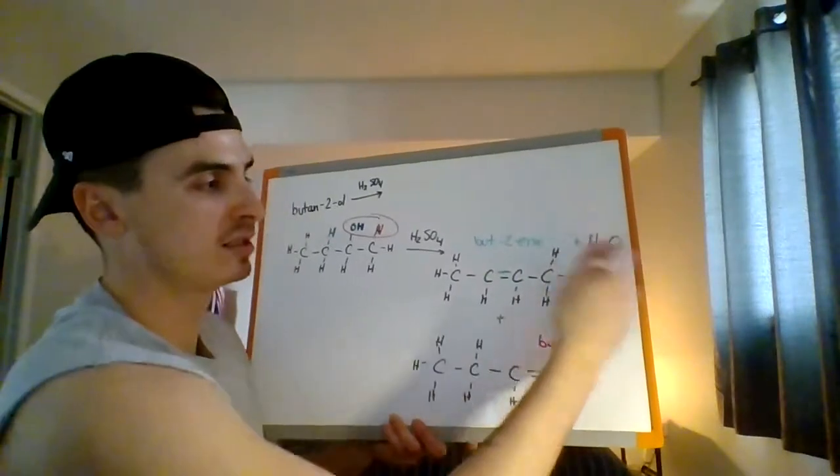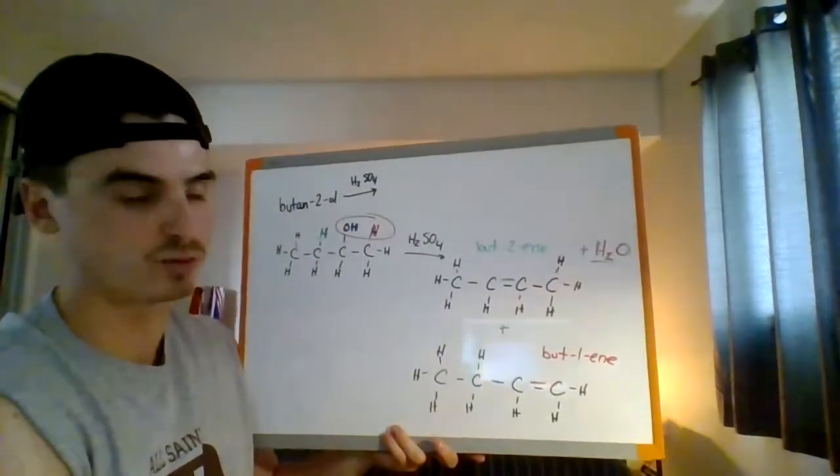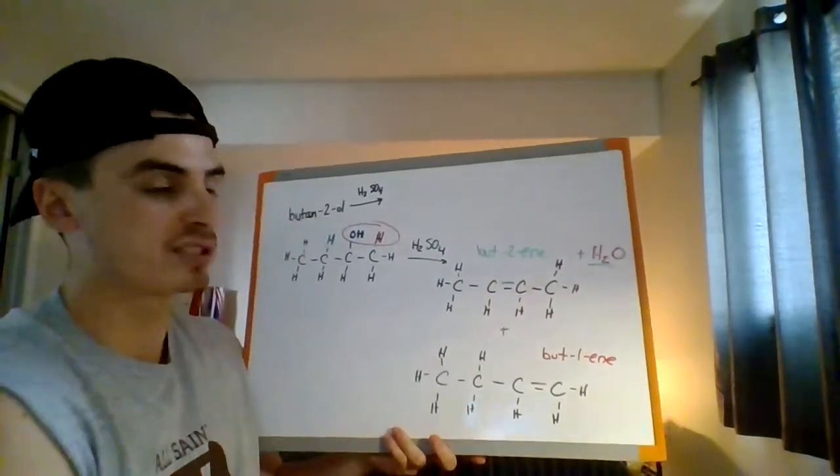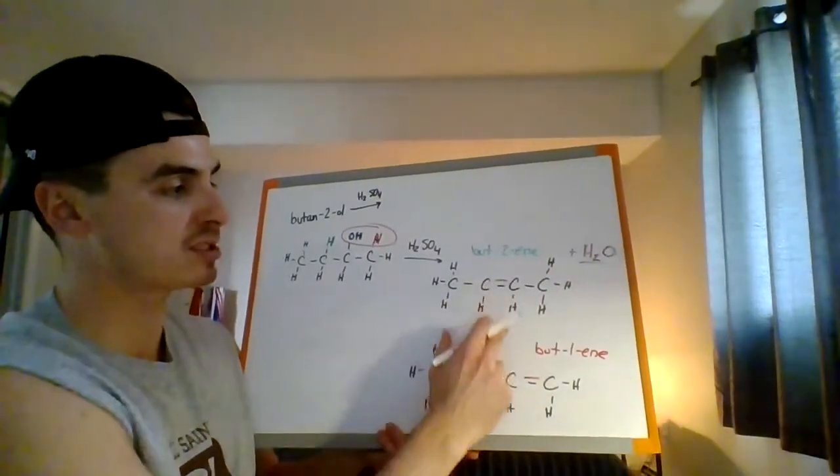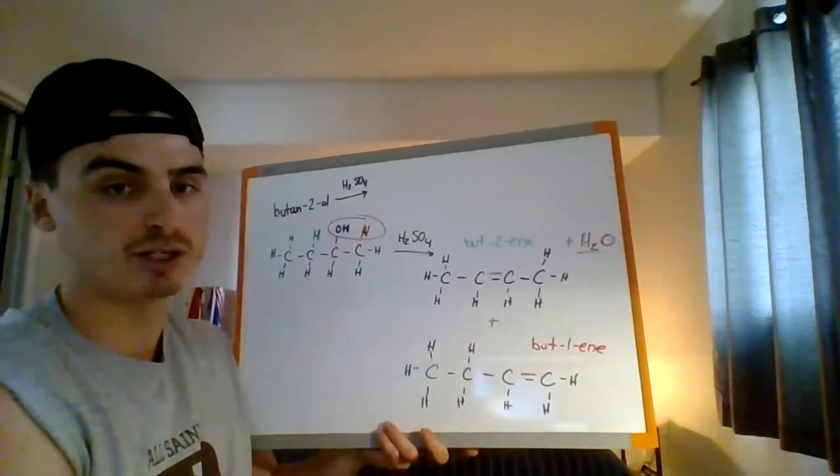So water is going to be a product from both of these, so I only need to write it once really. But these two chemicals can both be produced. So I'm not going to write this or that. I'm going to write that it could be a combination of both.